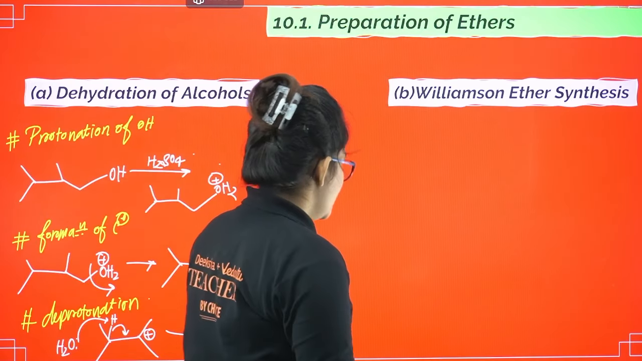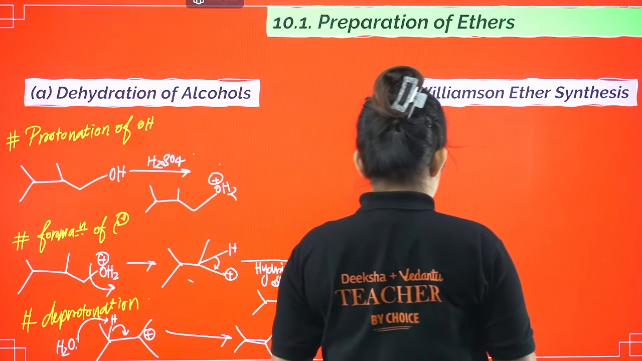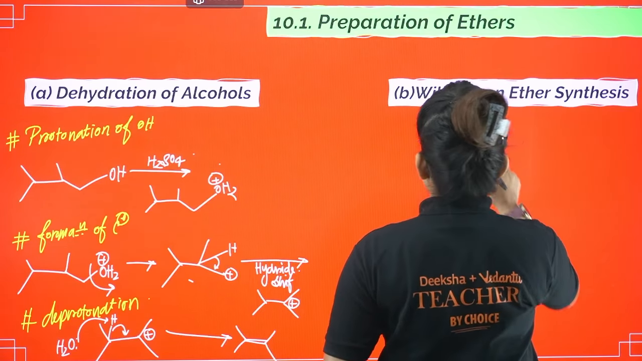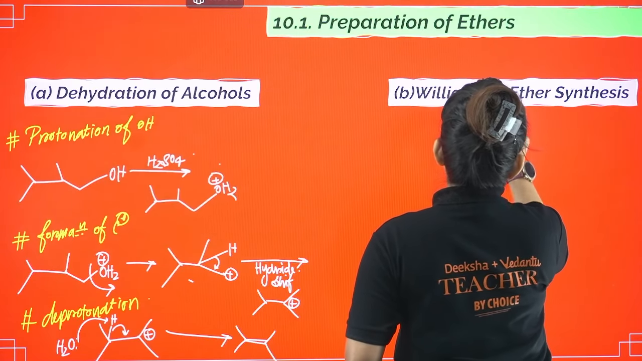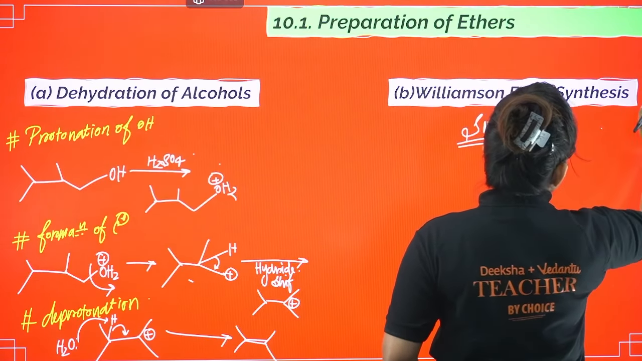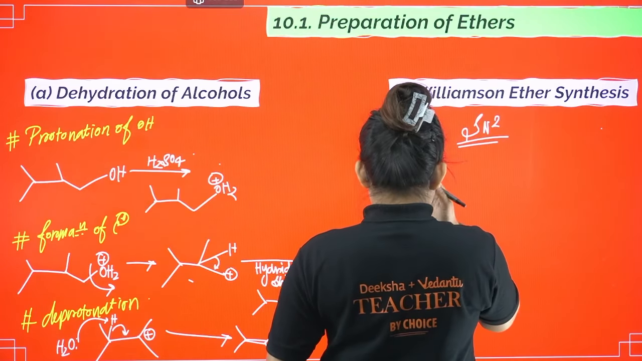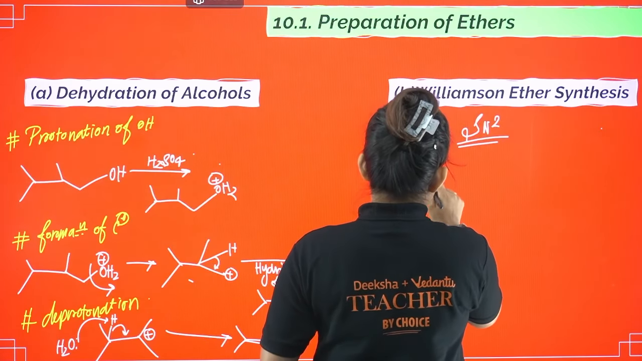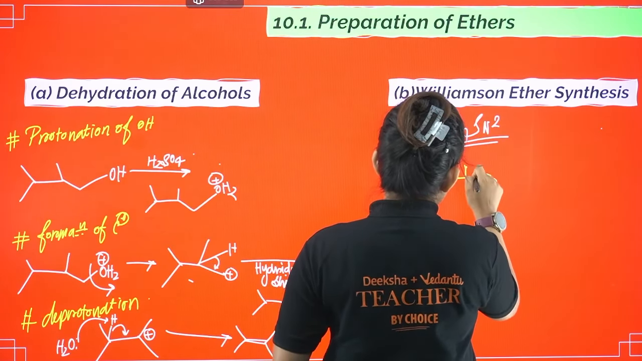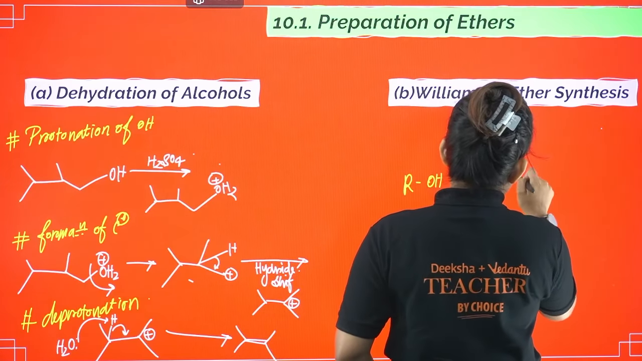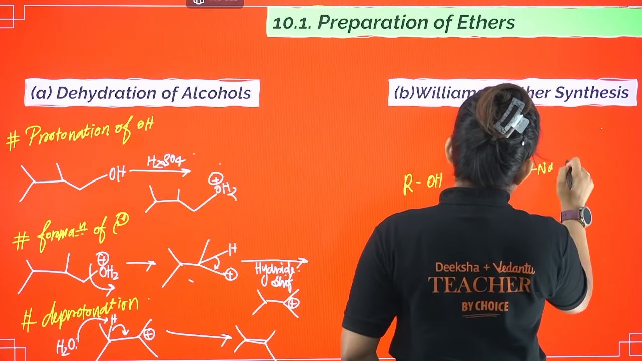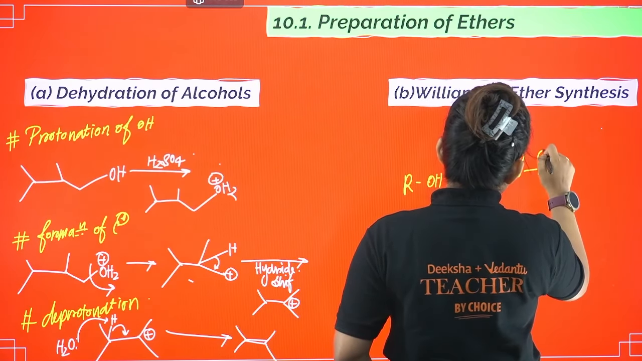Next, proceed with Williamson ether synthesis. Very important thing, it is an SN2 type of reaction. Okay, so yeah, let's proceed. Let's say I am having ROH. If you treat it with sodium, it will give you RONa. This is RO minus Na plus, right?